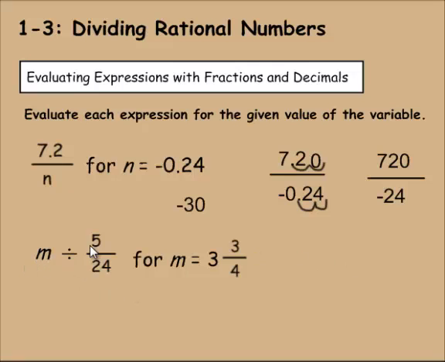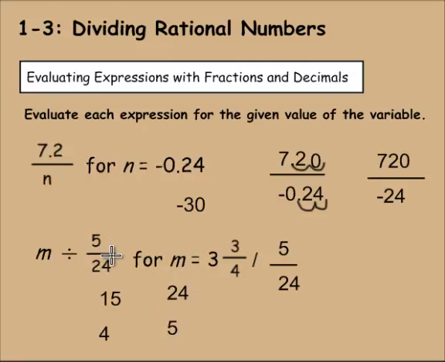We have m divided by 5 over 24, and we know that m is 3 3/4. So we can write this out. I'm just going to use 3 3/4 divided by 5 over 24. Remember, we need to turn this into a fraction. We have 3 3/4, so we have 3 times 4, which is 12, add 3, which would be 15. So we have 15 over 4 divided by 5 over 24. Remember, we need to multiply times the reciprocal, so that'd be 24 over 5.